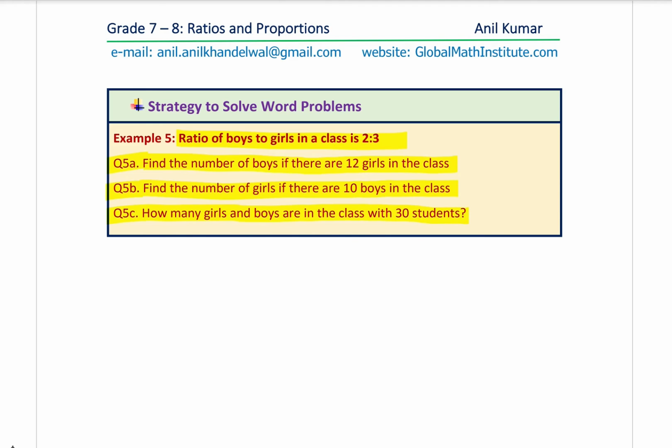Okay, so when there is a question like this, we can work boys to girls, right? So ratio of boys to girls. Let's define variables b and g, and that is equal to 2 is to 3. So less number of boys, more number of girls. 2 is to 3. Okay. Now 5a is what?